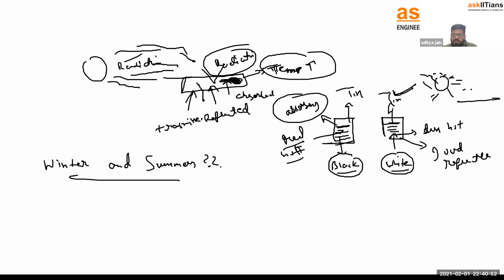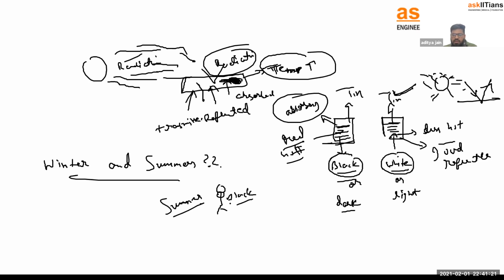Reflector means, suppose this heat is coming and it is getting reflected back. So this is a reflector. White or lighter color objects are good reflectors, and black or dark color objects are good absorbers. That's why during summertime, if you wear dark clothes, what will happen? Suppose you are wearing black color cloth in the summer days. The high temperature of the sun will get absorbed by this black color, and you will feel very hot.